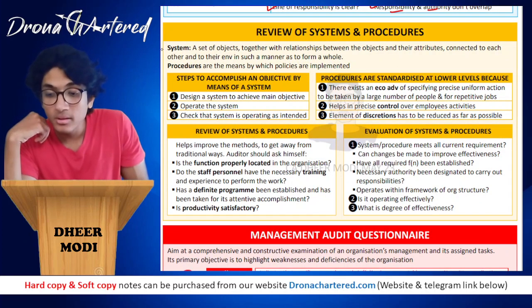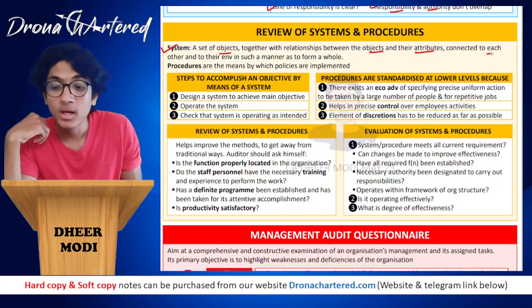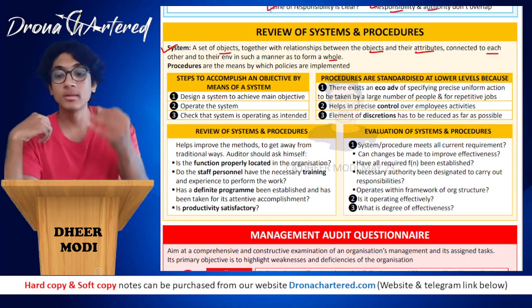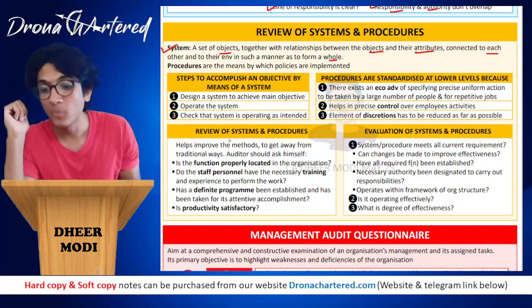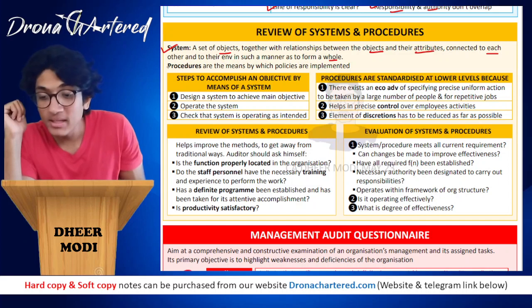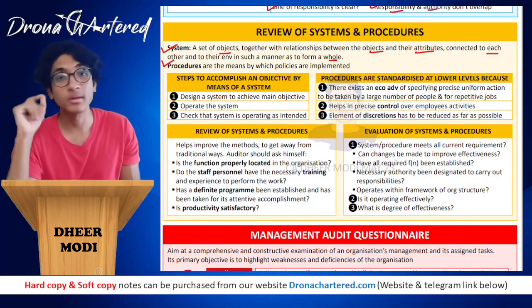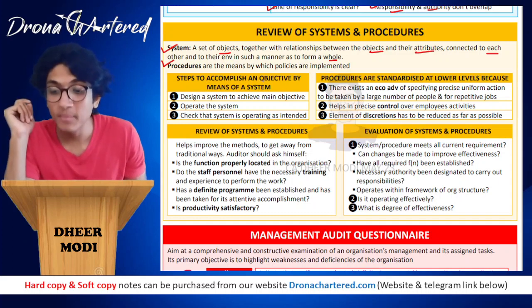So a system is a set of objects together with relations between objects and their attributes, connected to each other and their environment in such a manner as to form a whole. So it is different items that come together to form a whole. Procedures are the means by which policies are implemented. Procedures are the ways by which policies are implemented. Steps to accomplish an objective by means of a system.